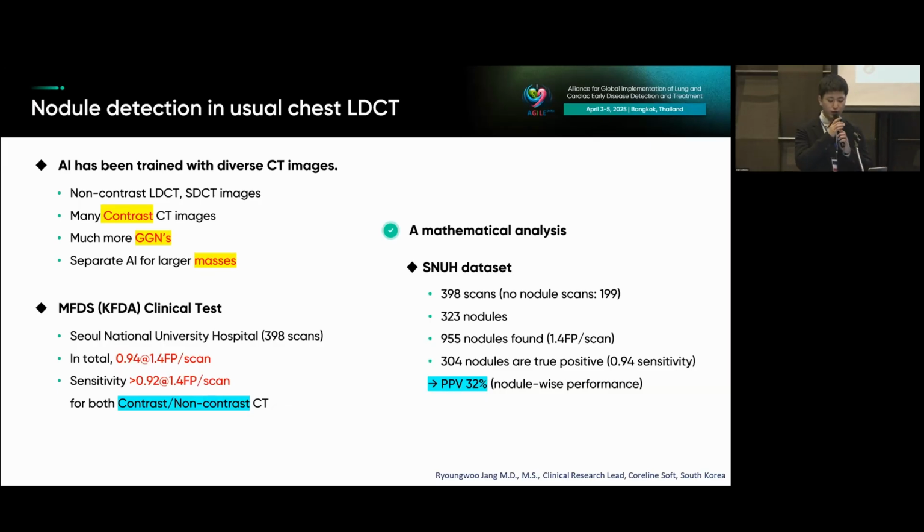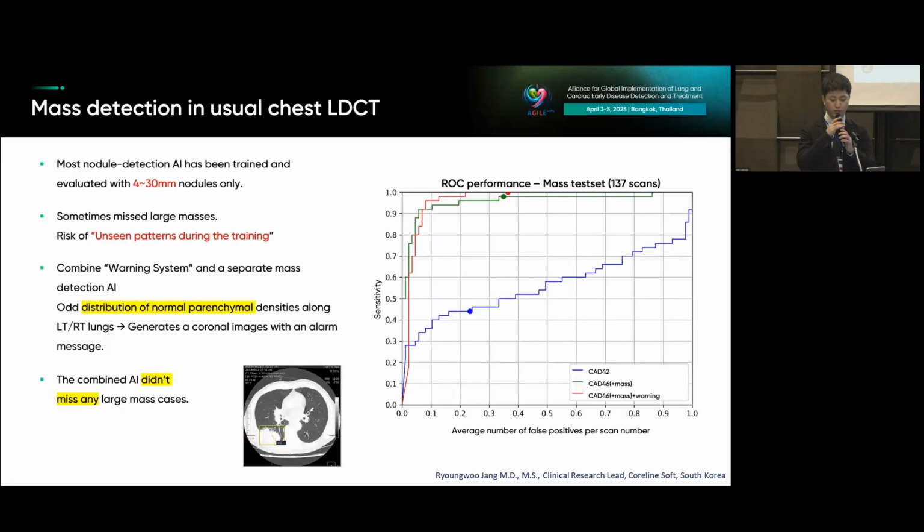That means if we divide 304 by 955, we get a positive predictive value of 32%. So this means if you use the AI algorithm and get 3 nodules, then only 1 is the ground truth and 2 are false positives. Why does this happen? Because of the prevalence of the nodules. So let's go to the next slide.